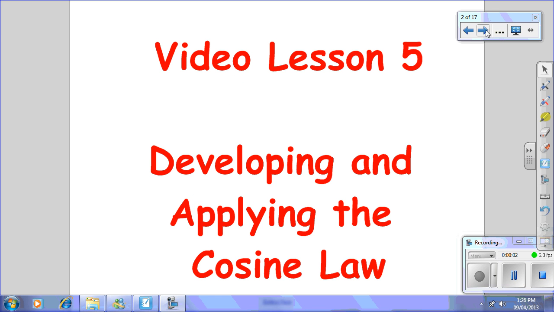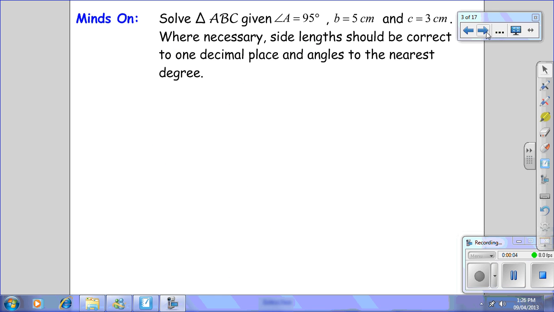Trigonometry, and developing and applying the cosine law. So let's consider the example. Solve triangle ABC given angle A is 95 degrees, B is 5 centimeters, and C is 3 centimeters. Where necessary, side lengths should be correct to one decimal place and angles to the nearest degree.